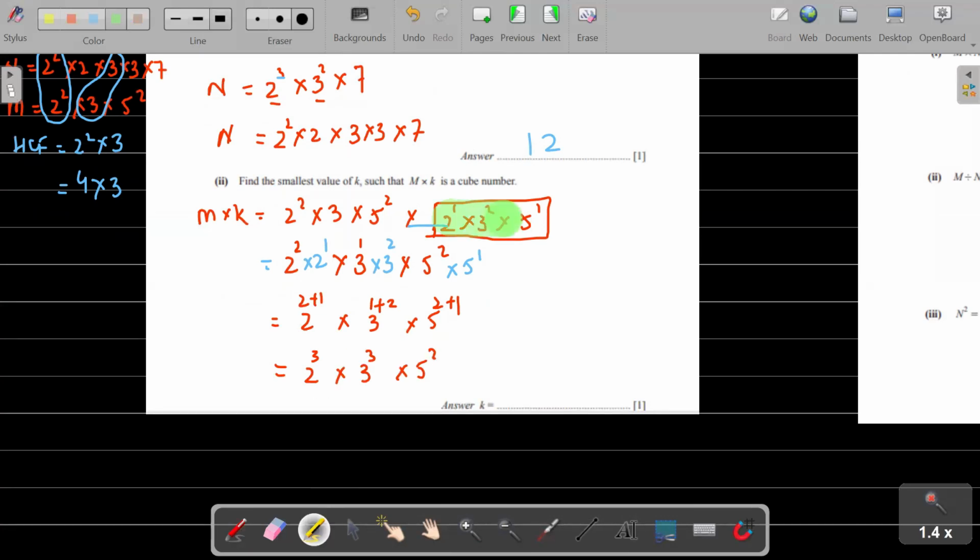So it means that this one is my value of k, which can make my m a cube number. So this will be 2 times 3 raised to power 2, which is 9, times 5. 9 fives are 45, 45 twos are 90. So 90 is the smallest value of k which can make my number a cube.